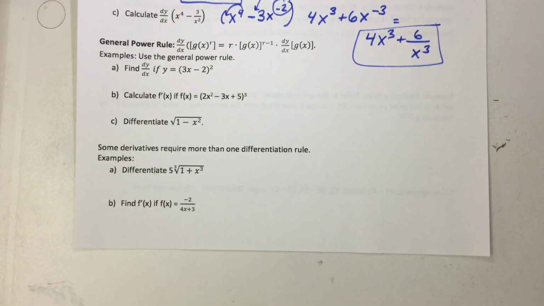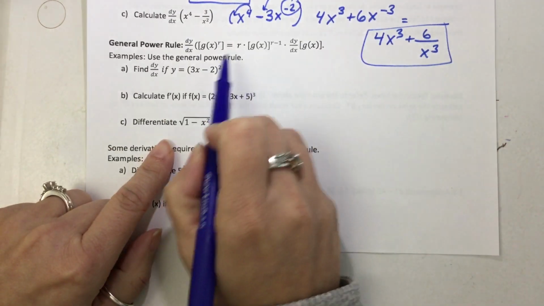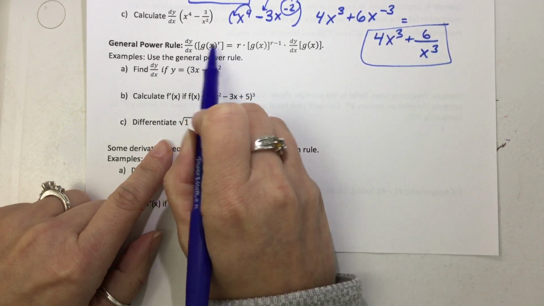We've looked at what to do if you have a term with an exponent. But what happens if that exponent is on a group? So on a binomial or on a trinomial. That's when you use what's called the general power rule. So what happens if you have an exponent on a group?